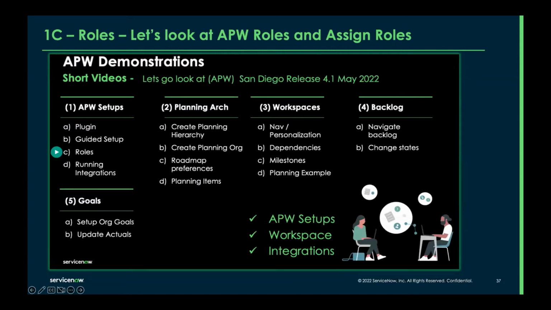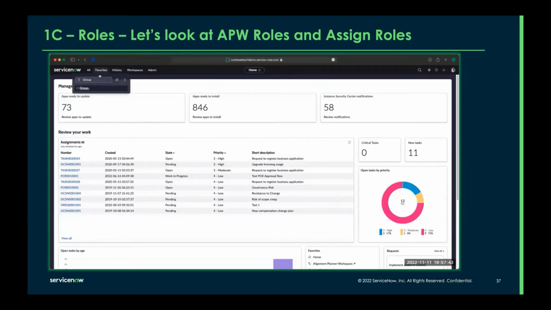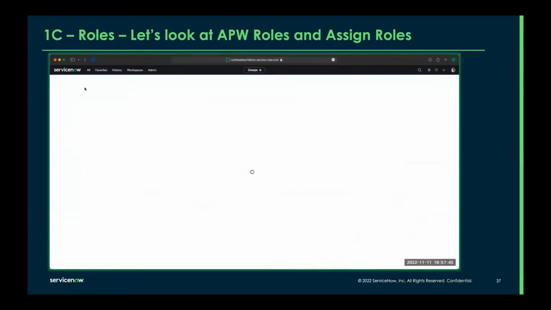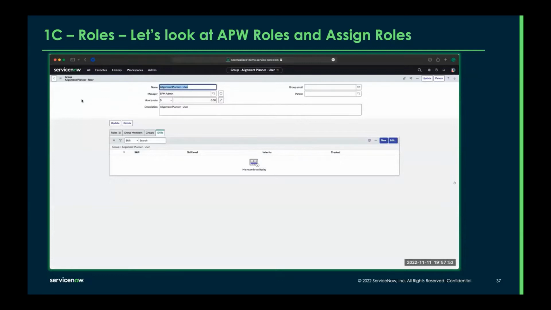So next one I want to run through is roles. And in roles, you first want Alignment Planner, right? And go click on roles. And again, this is a sysadmin function. This is common throughout the platform. So anyone who's a sysadmin knows how to do groups and roles and stuff would know how to do this.